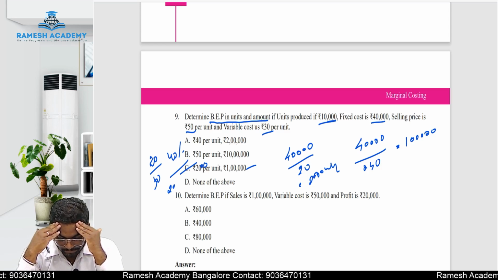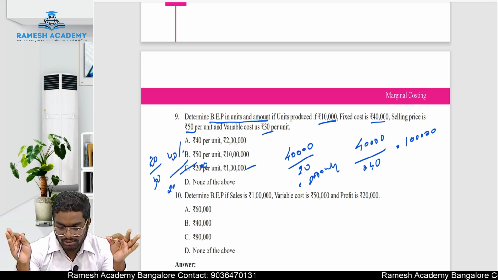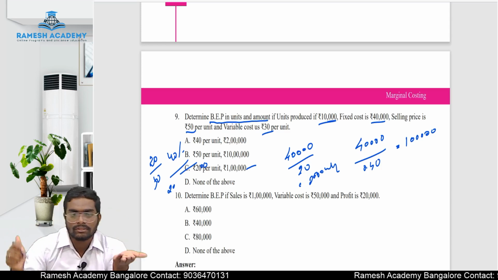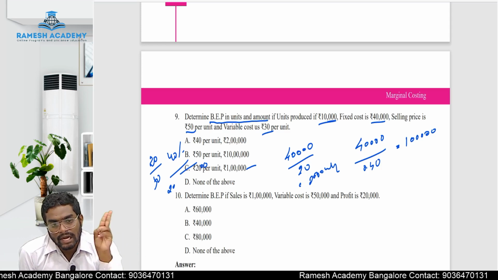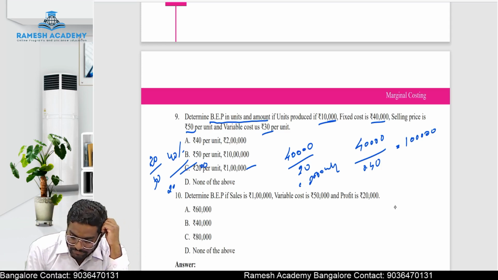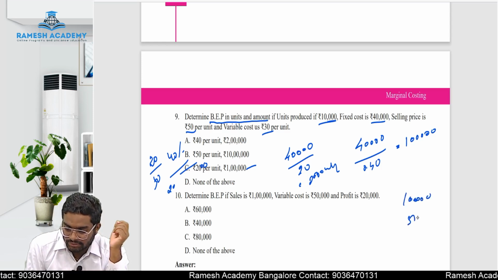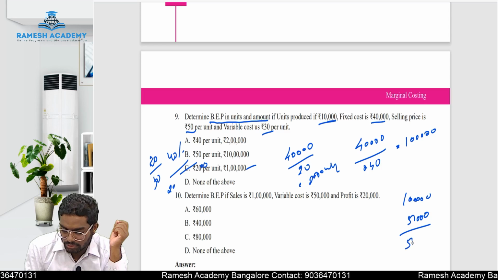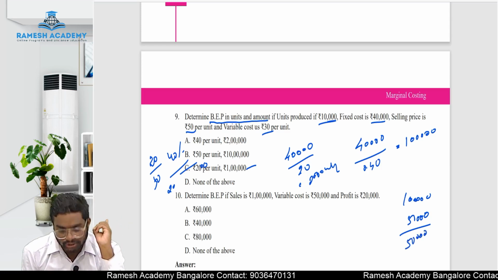Next we have to determine the BEP. If sales is 1 lakh, variable cost is 50,000, profit is 20,000. So for determining BEP, we need two things. One is the fixed cost and other is the PV ratio. So here if we draw the income statement, it is 1 lakh minus 50,000 is the variable cost. So my contribution will be 50,000, which means my PV ratio is 50%.